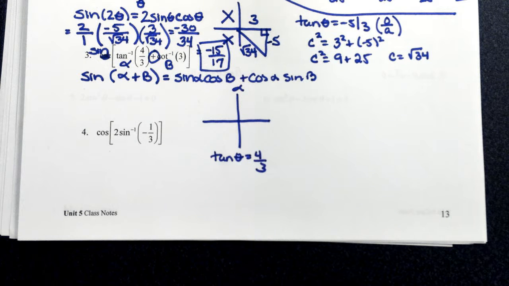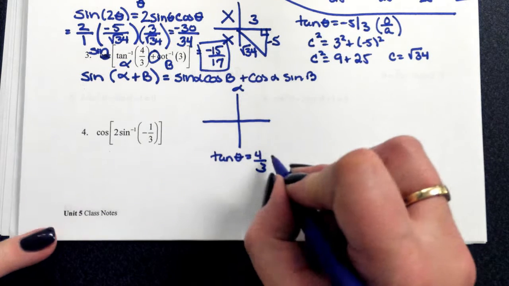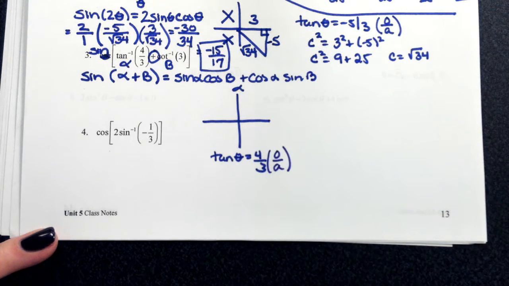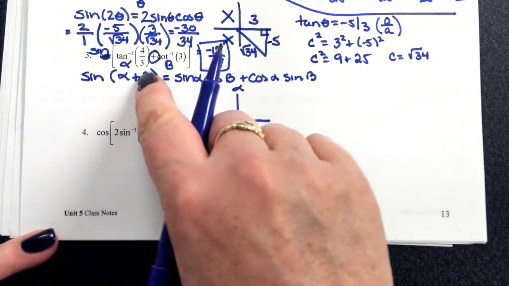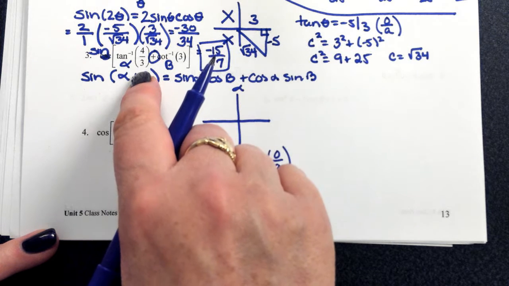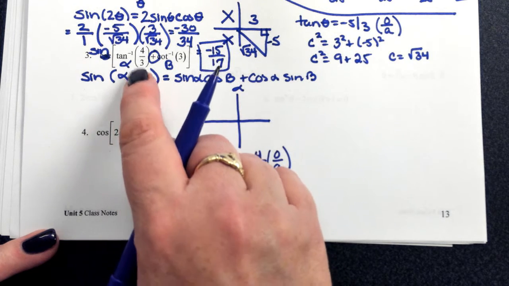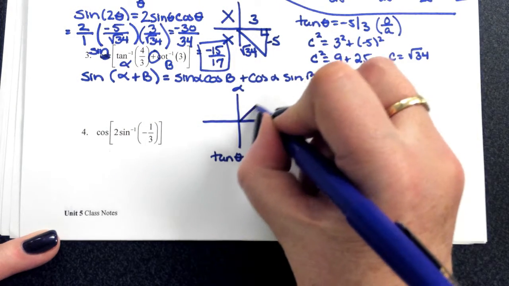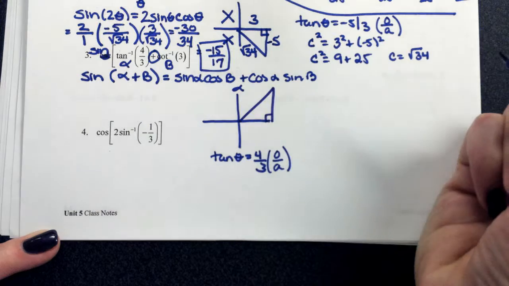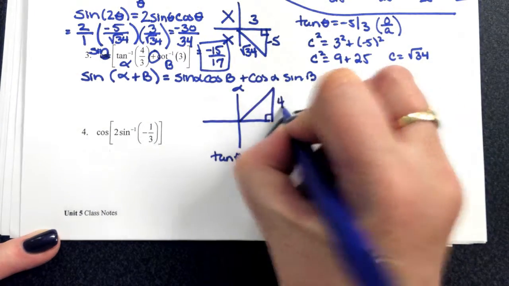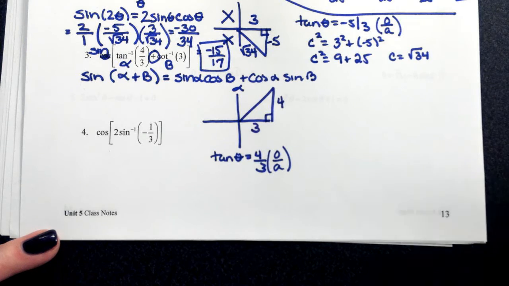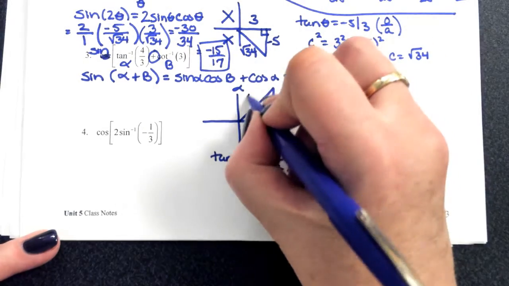So by SOHCAHTOA, what does tangent represent? Tangent represents what sides of the triangle? The opposite over the adjacent. And what quadrant am I drawing this triangle? It's inverse tangent. You're allowed to be in 1 and 4. It's positive, so what quadrant am I drawing it in? 1. So the opposite side is 4. The adjacent side is 3. Now, can I assume that the hypotenuse is 5 here? Yes, it's a 3, 4, 5.